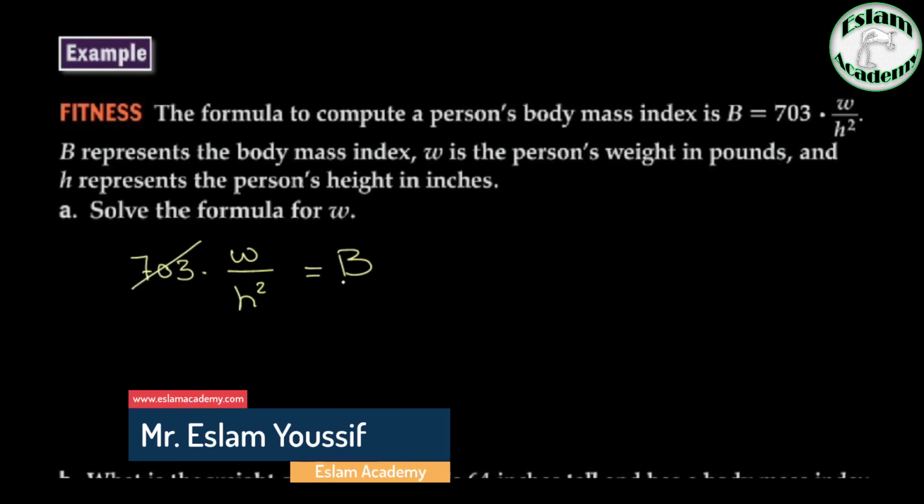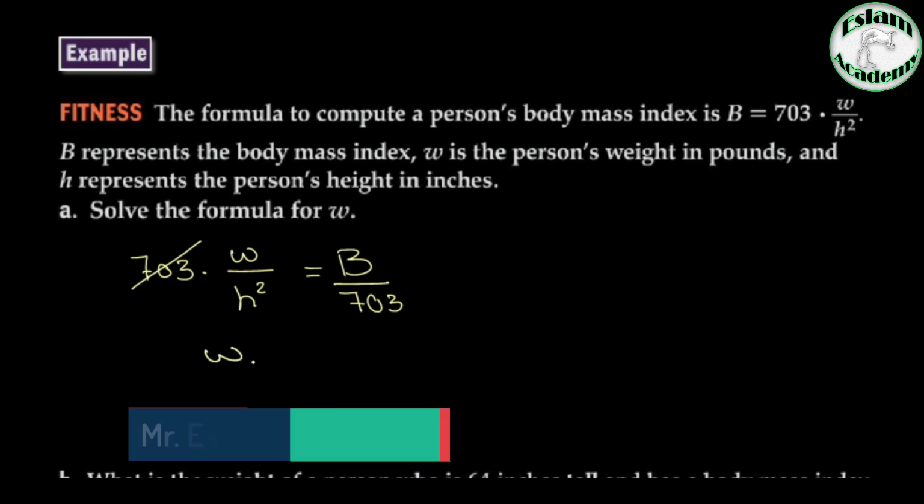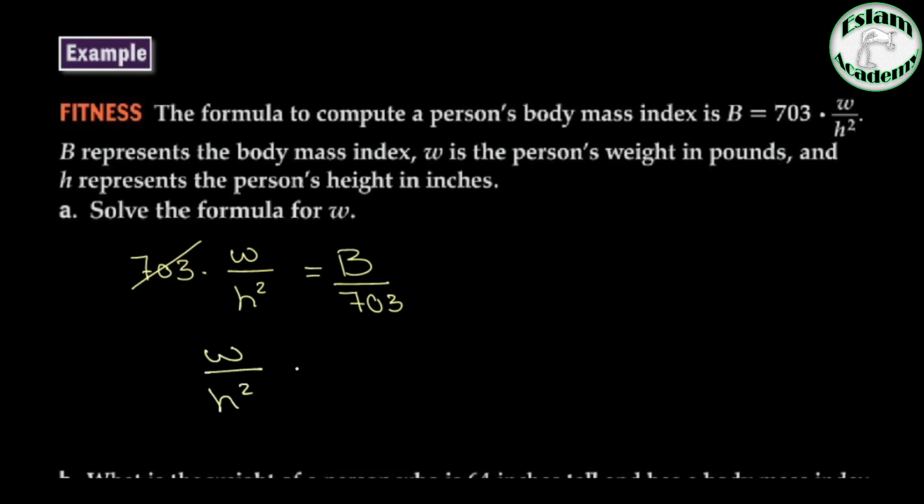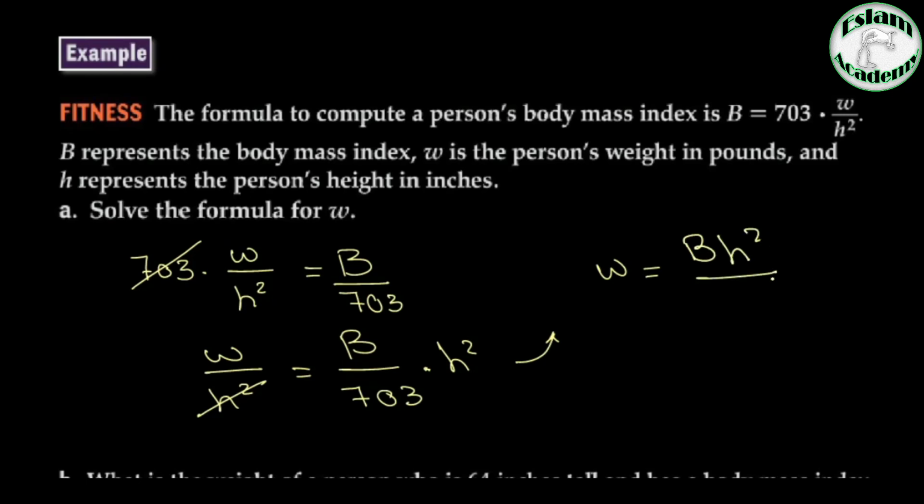It means we will divide by 703 because that's multiplication. So the equation now will be W over H squared is equal to B over 703. Because H squared is in the denominator, we'll multiply by H squared. So the equation now will be W is equal to BH squared over 703.